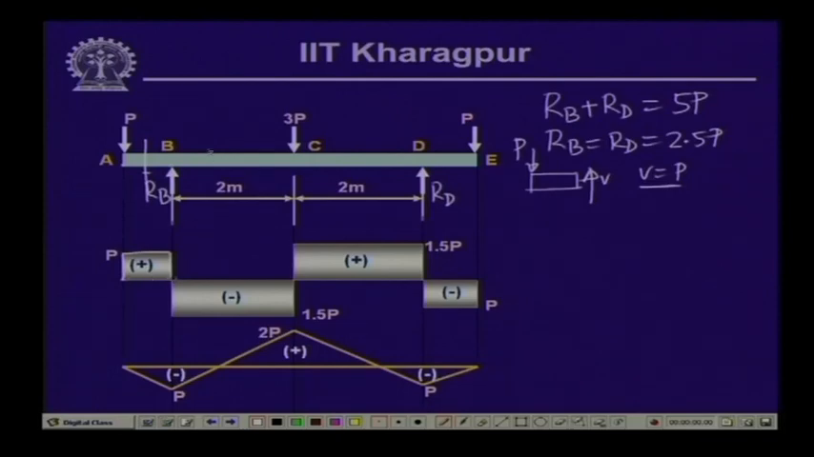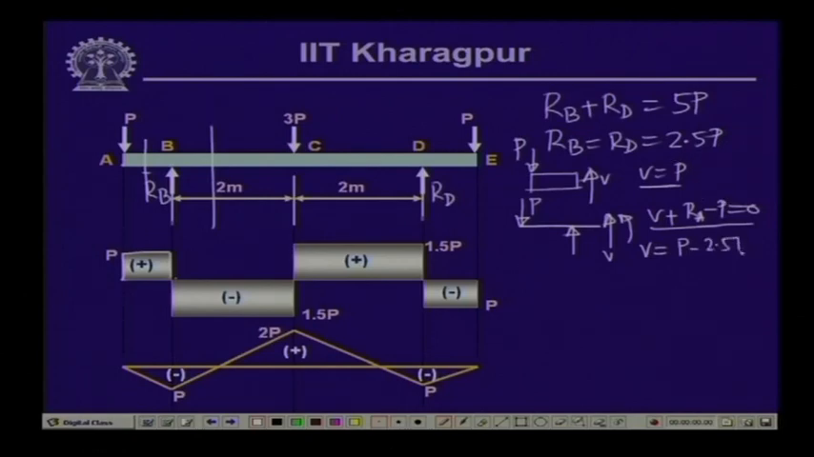Now, if I take a section between B and C and draw the free body diagram, we have the load here which is P, we have the reactive value which is 2.5 P, we have the shear force which is V, and of course, we have the moment. Now, V plus R A minus P is equal to 0. So, this gives us V as equal to P minus R A. Now, R A is 2.5 P. So, this is equal to minus 1.5 P.